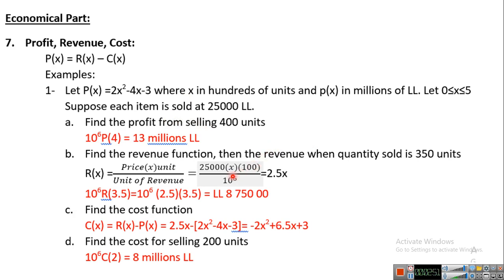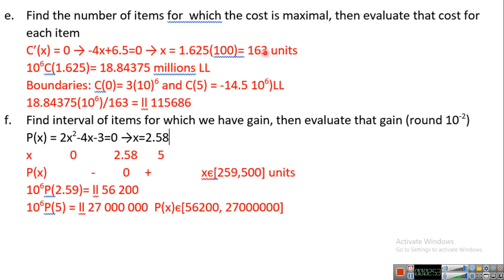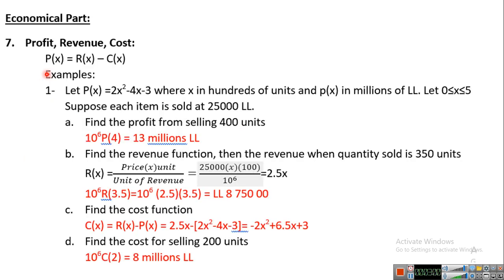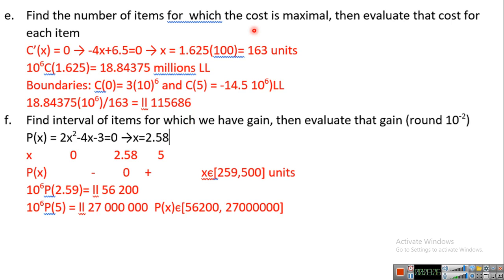If I don't round it to 10 power minus 2, we're going to get 163 units, and its value is million C of, you replace the 1.6235 here, or 1.63. So you're going to get 18 millions.